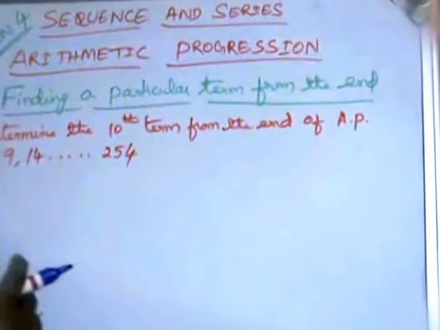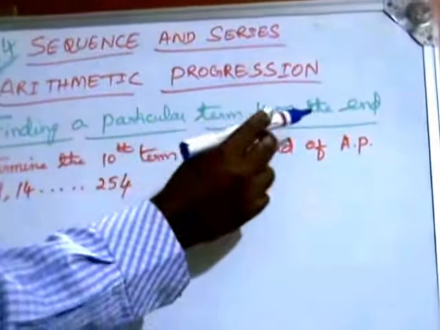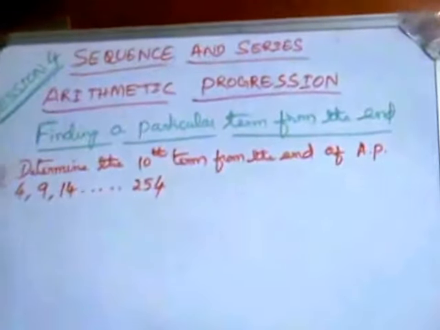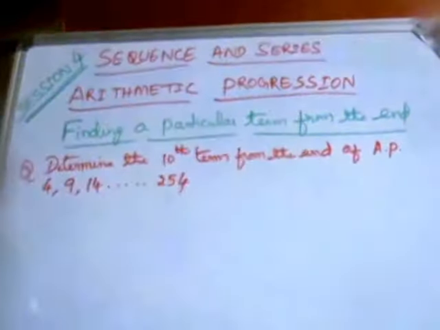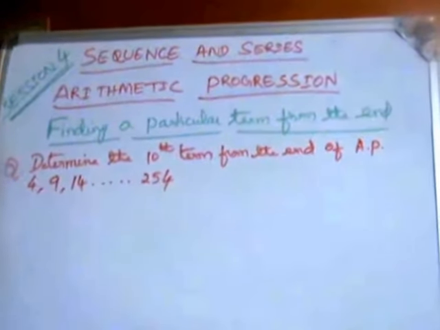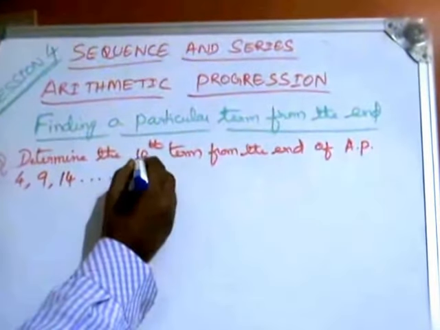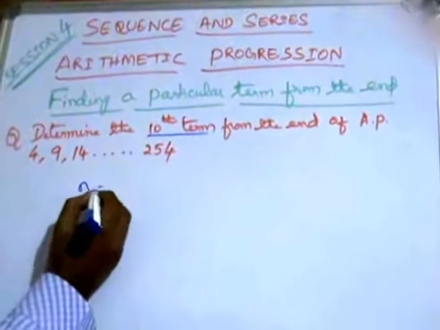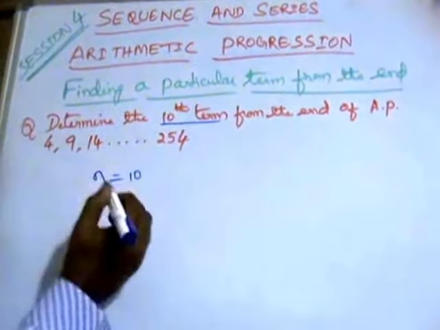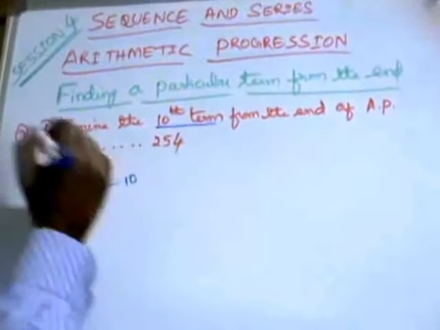Now in this model, we are finding a particular term from the end. Generally, we'll find a term from the beginning, but now we are finding a particular term from the end. Look at the question. Determine the 10th term. Whenever the word term comes, that stands for n, so n is equal to 10.